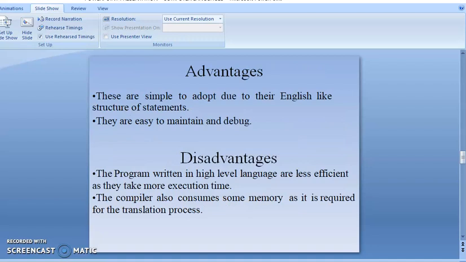Advantages: these are simple to adopt due to the English-like structure of statements. They are easy to maintain and debug. Disadvantages: the programs written in high-level language are less efficient as they take more execution time. The compiler also consumes some memory as it is required for the translation process.